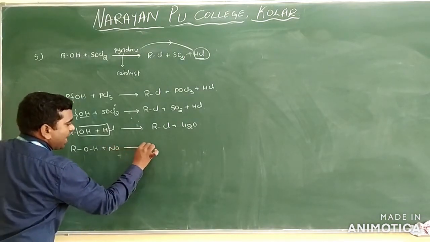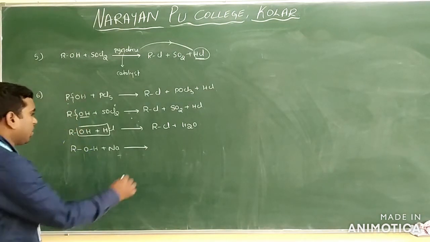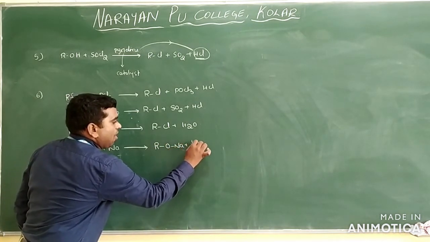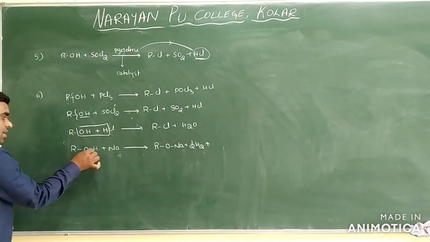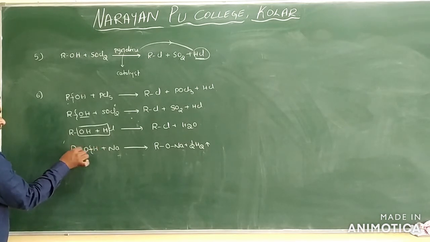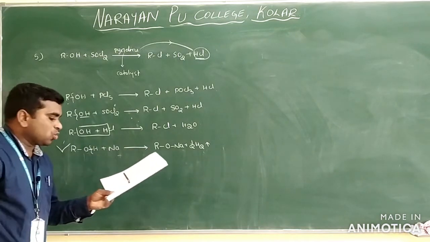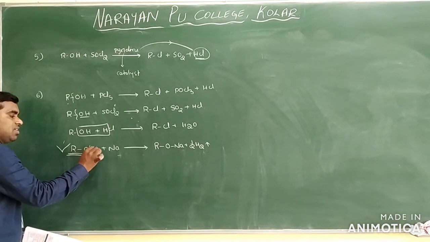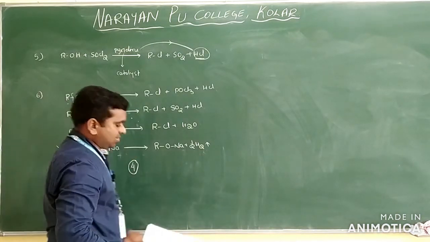And the last option here, ROH plus Na. When alcohol reacts with metals, it forms alkoxide. So what is the alkoxide here? RONa plus H2. This is the reaction. In this case, which bond breaks? The OH bond, but not the RO bond. So that's why this is the answer. They are asking which does not show cleavage of the RO bond. Here the RO bond is not cleaved; the OH bond is cleaved. So option 4 is the correct answer.